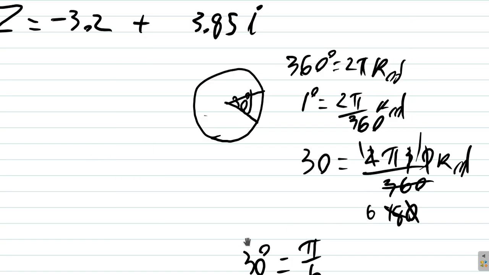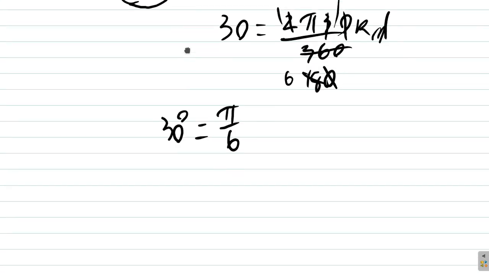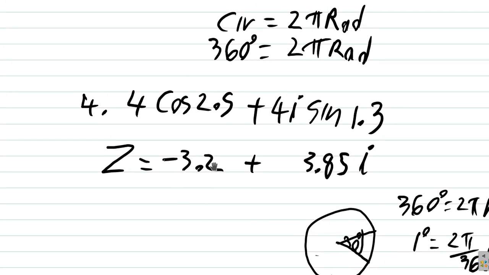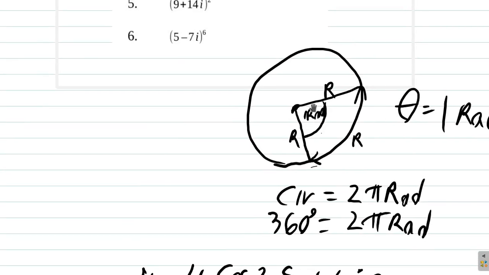But anyway, this is your answer for that. Z equal negative 3.2 plus 3.85 I.